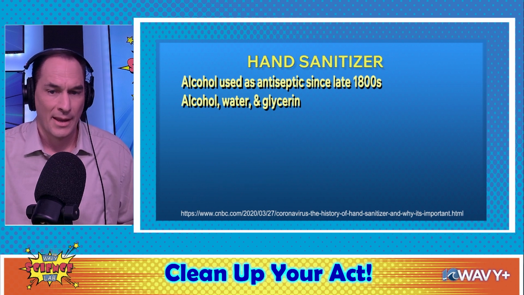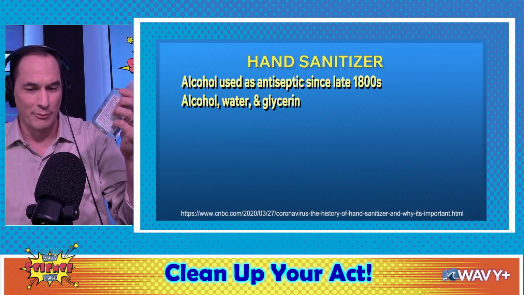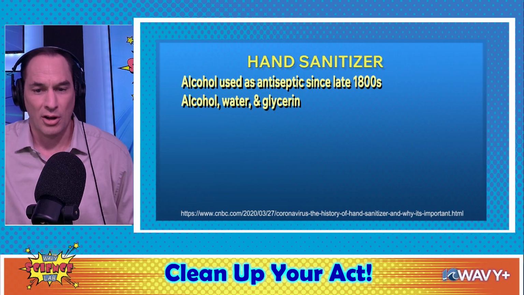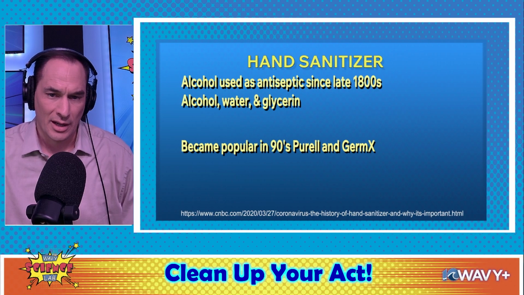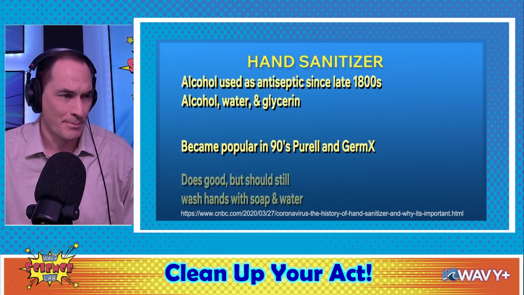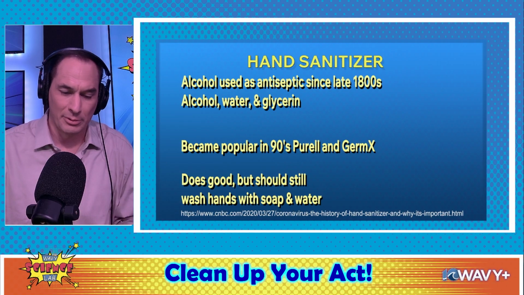Very important. Hand sanitizer. Huh? How about that? Yeah, hand sanitizer. We're all familiar with that one after the pandemic. Alcohol has been used in antiseptics since the late 1800s. And then they learned at one point that you can mix the water, alcohol, and glycerin. It became popular in the 90s with Purell and Germex. I think it was developed for that, but it became popular in the 90s.